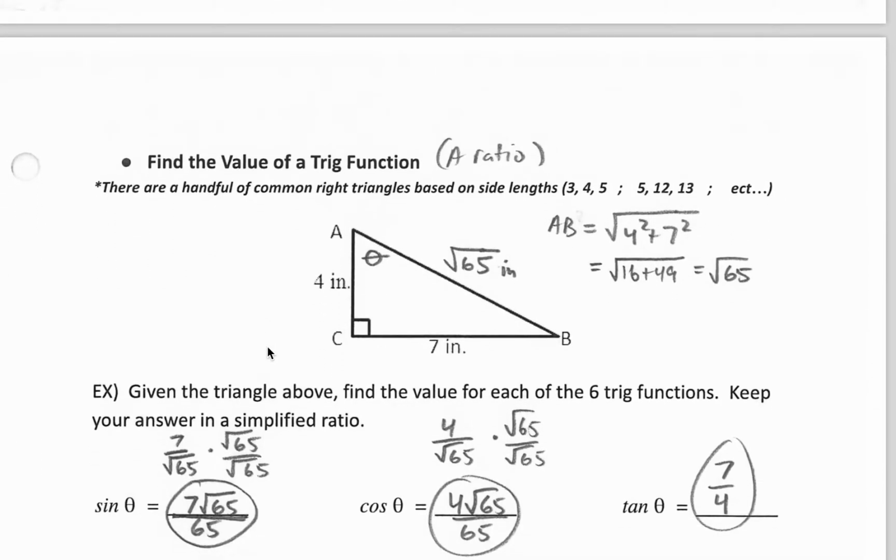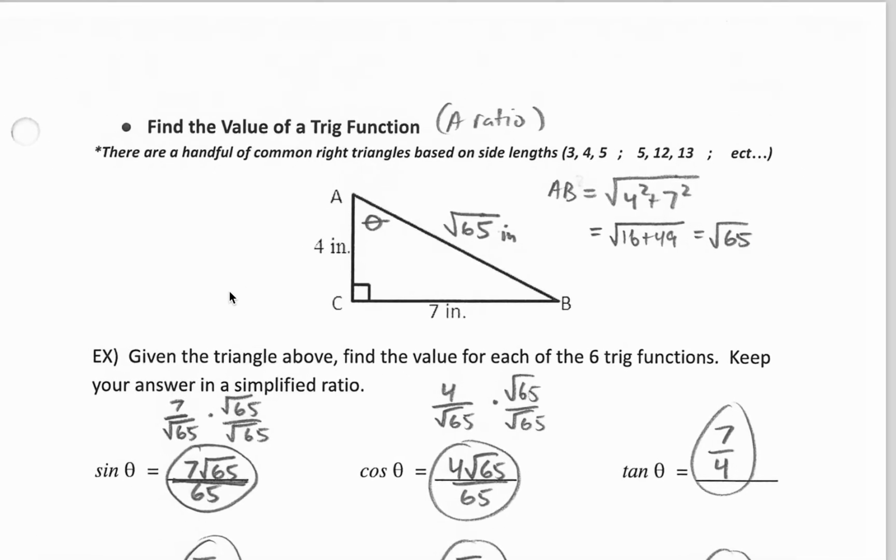All right, we're going to practice writing those ratios. A fancy way of saying that is find the value of a trig function. So if I want to find the value of my sine function, I'm not solving for a side length, I'm not solving for an angle measure, I'm writing the ratio comparing the 2 sides for that particular function.